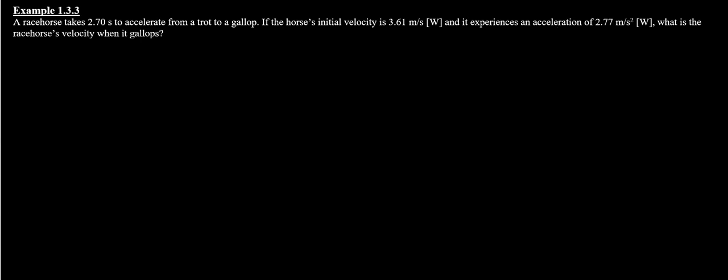Okay, so we're going to take one more look at an example here that involves acceleration. This time, we're just not going to be solving for acceleration. We're going to be solving for something different within that formula. So example 1.3.3 says a racehorse takes 2.70 seconds to accelerate from a trot to a gallop. If the horse's initial velocity is 3.61 meters per second west, and it experiences an acceleration of 2.77 meters per second squared west, what is the racehorse's velocity when it gallops?